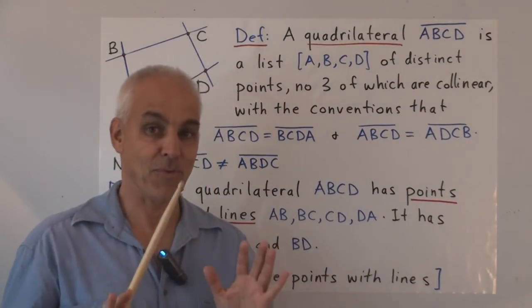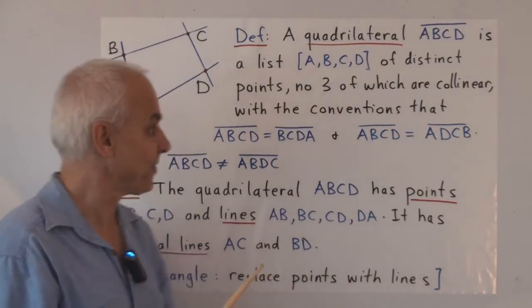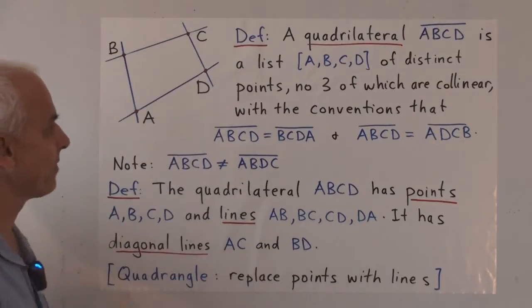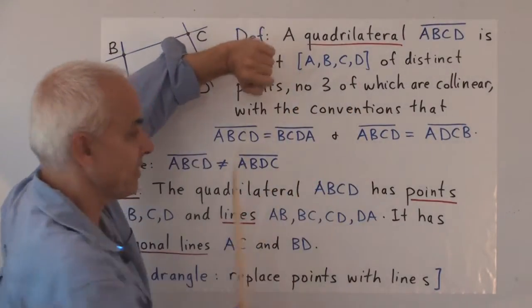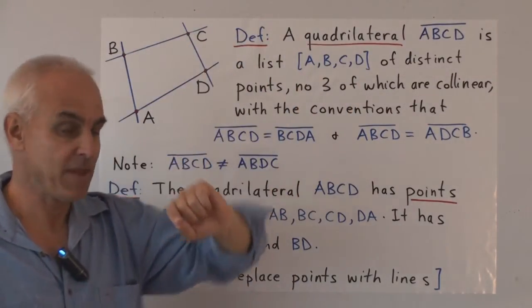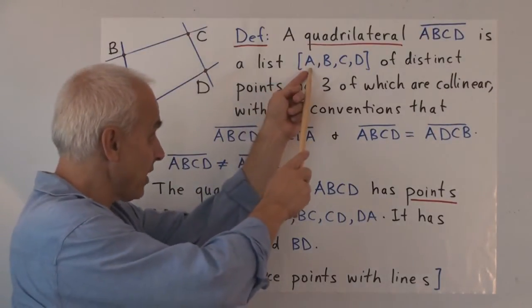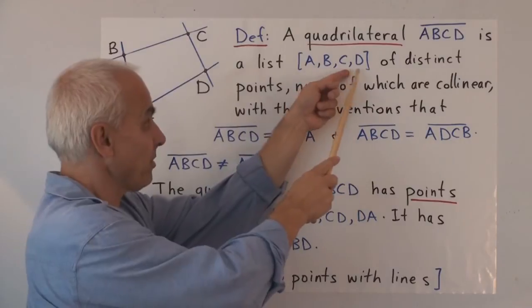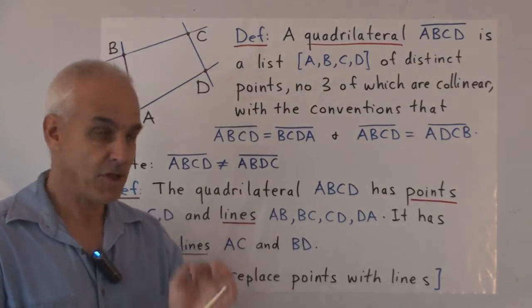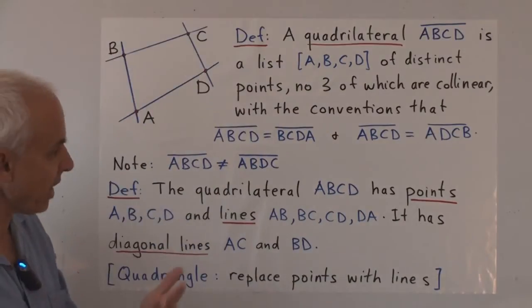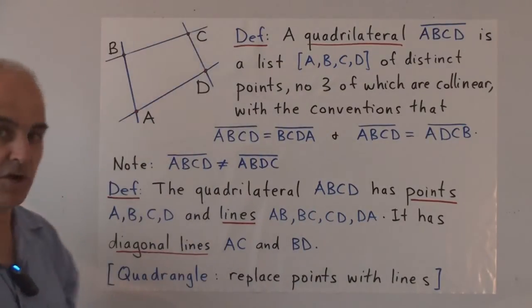So let's have a look at what the definition means. First of all, we have 4 points. And we have a list. This is different from a set. In a list, the order matters. There's a first element, a second element, a third element, a fourth element in this case. So in a list, we are not allowed to change things around like that. Okay, and we're insisting that no 3 of these points are collinear.